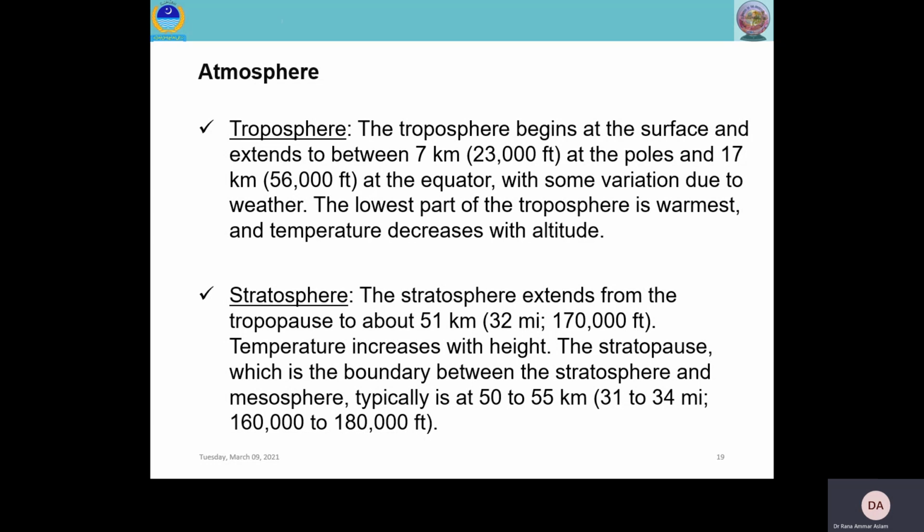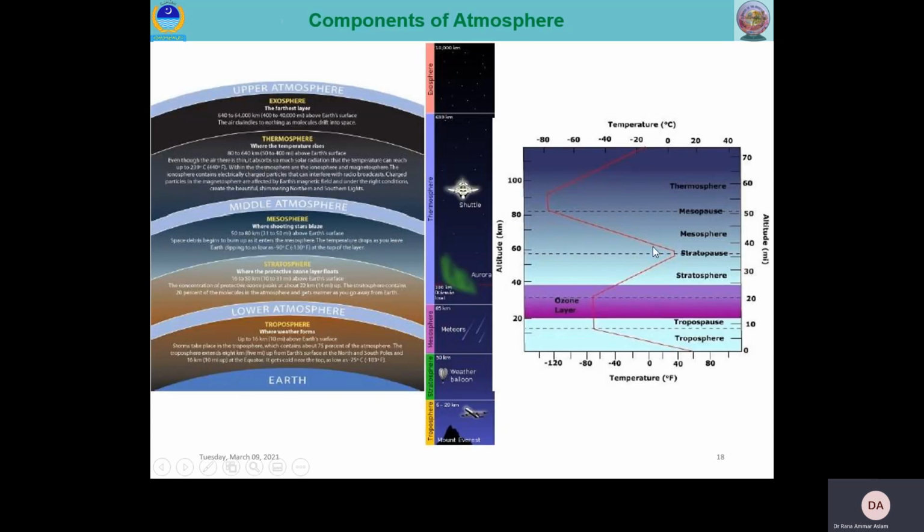The troposphere extends from 7 kilometers to 17 kilometers, up to above 51 kilometers. There is one layer between the troposphere and stratosphere called the tropopause, that separates the troposphere from the stratosphere. If you see in the previous figure, I have missed one thing, this magenta line.